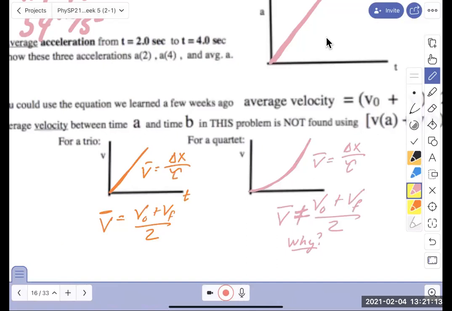Somebody want to jump in there and answer this? Why doesn't this work, whereas this does?